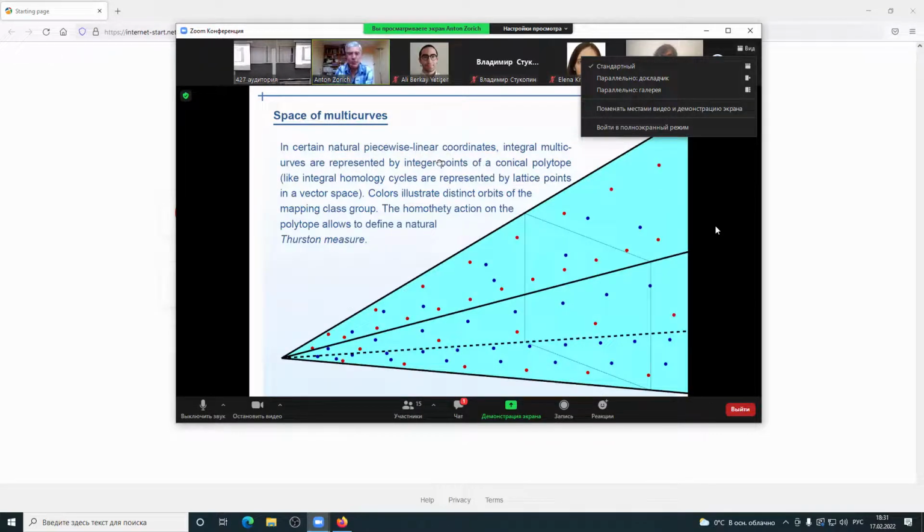Okay, now this is a symbolic picture of a space of multicurves. Right now I do not explain where the structure comes from, but right now I ask you to believe me without any serious justification. I hope to give certain justification at the end of this lecture, if I will have time. But in certain natural piecewise linear coordinates, integral multicurves, like integral homology cycles, are represented by lattice points in a vector space.